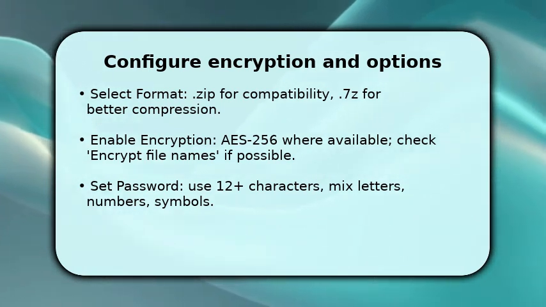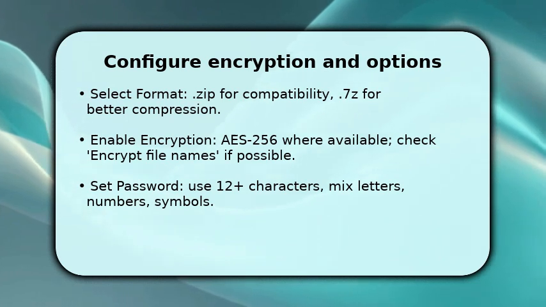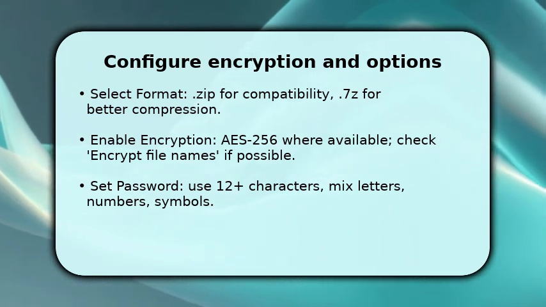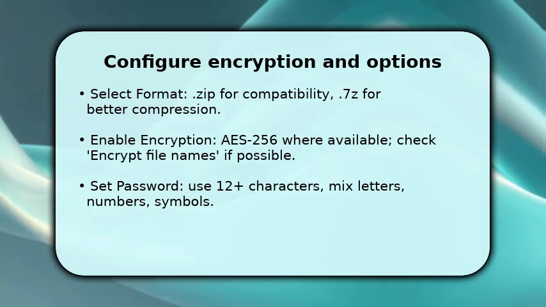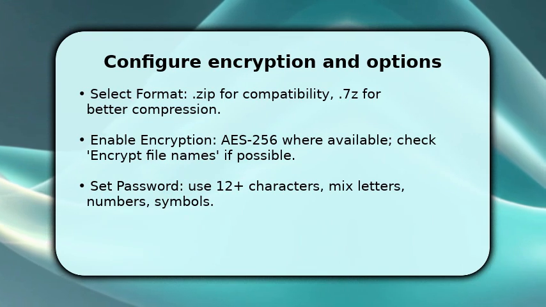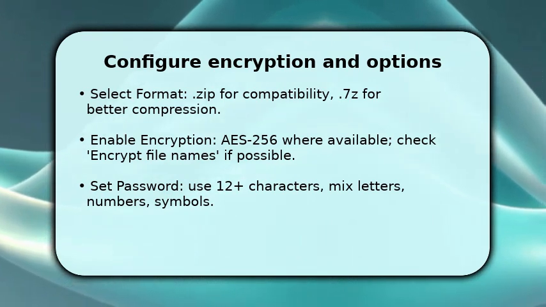Check the box to encrypt file names when the tool offers it so directory listing is hidden until unlocked. Also set compression level and split volume only if you need smaller parts. These do not affect security, but do change how you transfer or store the archive.